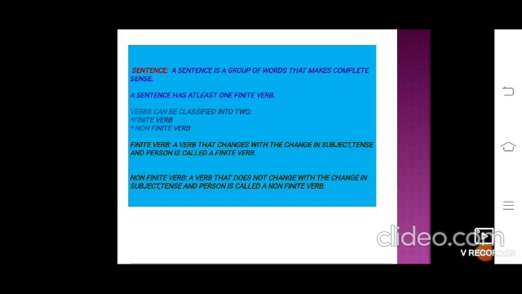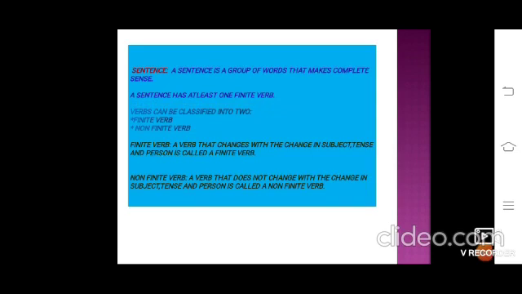What is a sentence? You have been learning this since the 5th standard, or maybe the 3rd or 4th standard. A sentence is a group of words that makes complete sense. There are four things that are the sine qua non for a group of words to make a sentence. It should have some meaningful sense, it should begin with a capital letter, it should end with a full stop or any other exclamation mark or interrogation mark, and it should have a verb. So these four things are very necessary for a group of words to be a sentence. So a sentence has at least one finite verb.